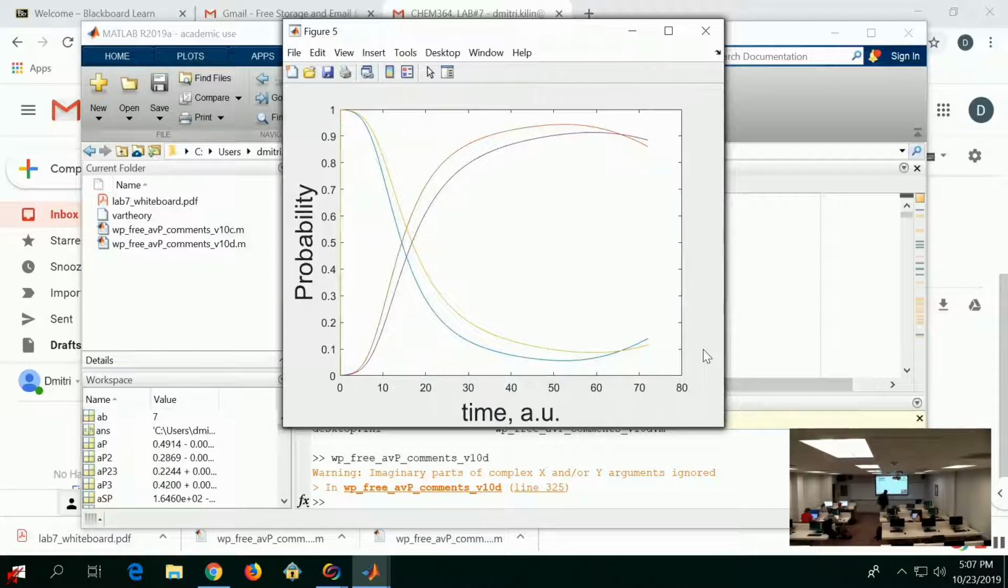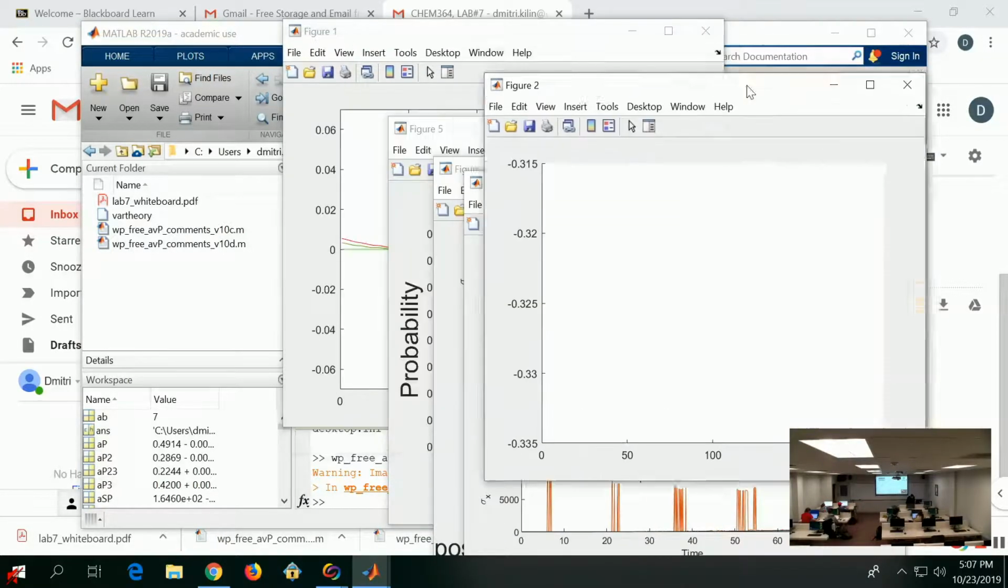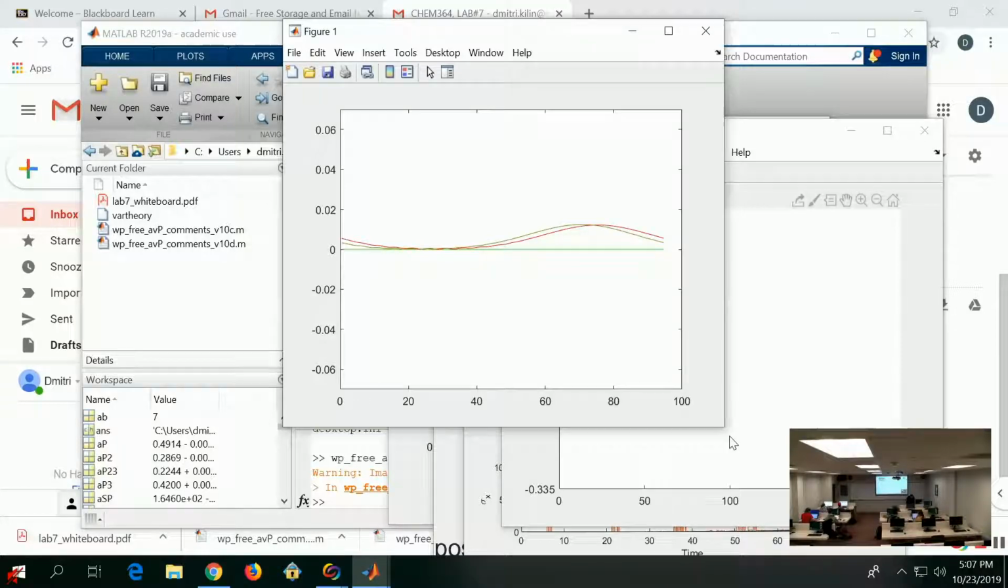There are like 5 windows popping up. So what do you think I should put on the X and Y labels? Probability. It's probably probability density. The probability is one number. Here is a distribution, right? So wave function squared. And X is X, right?